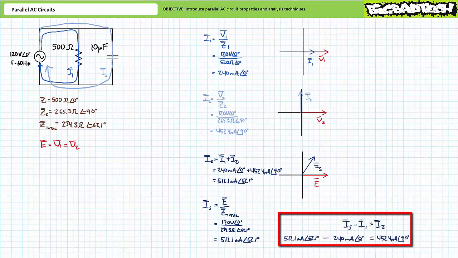It's worth mentioning that any algebraic rearrangement of the Kirchhoff's current law equation for this parallel circuit allows us to directly solve for unknown current values or as an alternate means of checking our previous calculations. For example, if we knew source current and I1, we could algebraically rearrange these values to solve for unknown current I2. An algebraic rearrangement of the Kirchhoff's current law equation for this parallel circuit, solving for I2, suggests that IS minus I1 equals I2. Substituting in our calculated values for source current and I1 yields I2 to be 452.4 mA at an angle of 90 degrees, doubly confirming our earlier calculations.